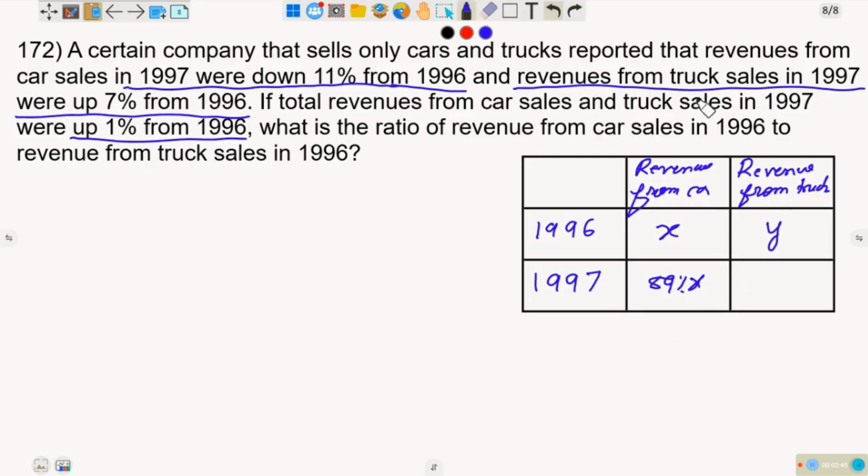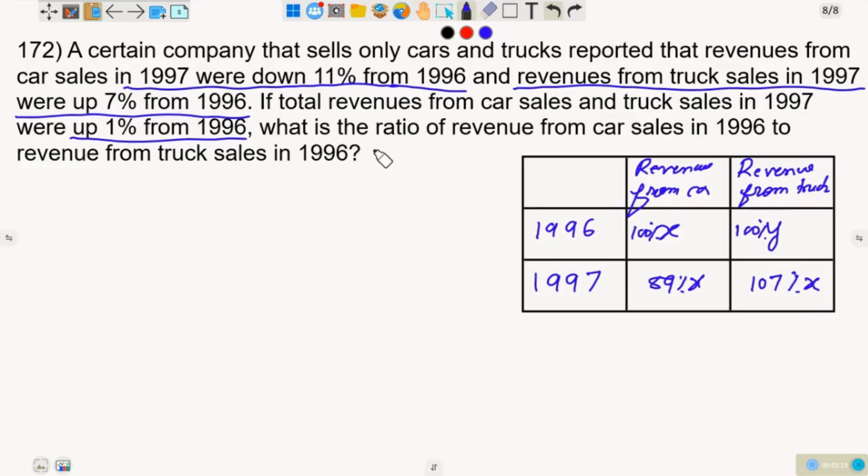And from the truck sales, it was up by 7%. So that means it should be 107% of Y. X is written, so you can simply say that 100% of X and 100% of Y. It will be just simply X and Y because 100 upon 100 is just 1. So instead of writing X, we can write it as 100% of X and 100% of Y. And now in 1997, the car revenue went down by 11%, so only 89% is left. And from the truck revenue, it went up by 7%, so you can write it 107% here.